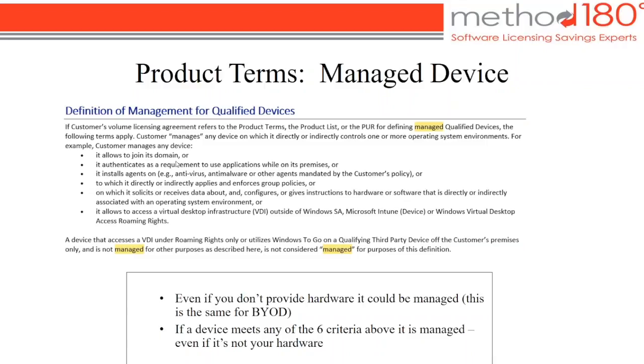Okay, so if they've got a device, regardless of whether it's yours or not, and you're letting it join to a domain, it could become a qualified device, and you have to license it. And so these are the things, like I said, that if you're doing these things, any one of these 6 things makes it a qualified device.